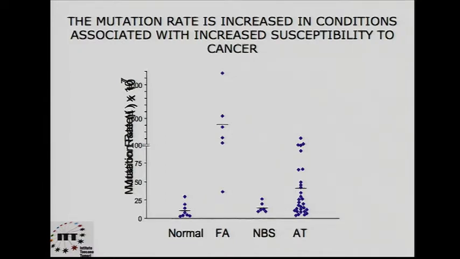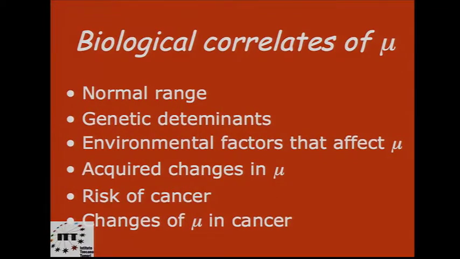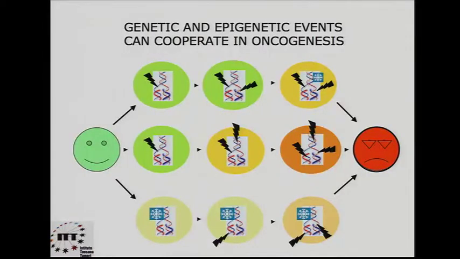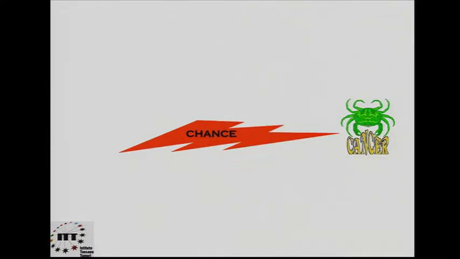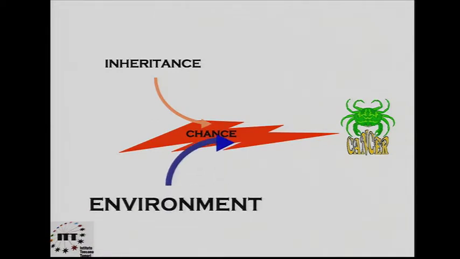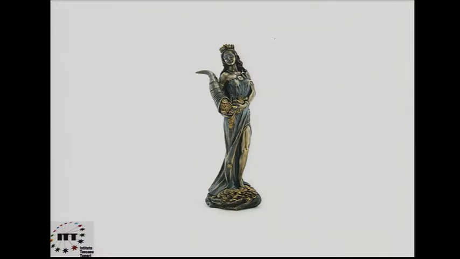I think I'm running out of time, so I will conclude by simply pointing out what are the biological correlates of mu, and by pointing out where I started from, that is the stochastic nature of the events, be it genetic or be it epigenetic. For the epigenetic, I use a freeze because it's probably freezing chromatin in a certain conformation, that are stochastic events. And therefore, what I started from is that the somatic mutations are chance events, and the chance is at the center of cancer formation. Inheritance works through chance by increasing the risk of mutations. Environment works through chance by increasing the rate of mutation. And that was very early on dictated by the myth of the blindfolded goddess Fortune.